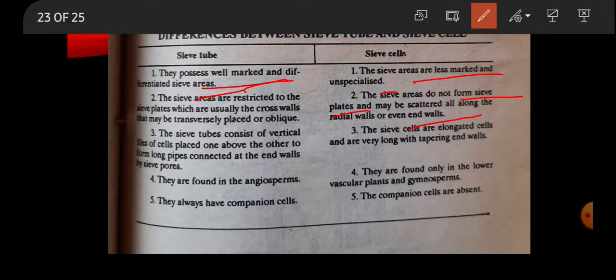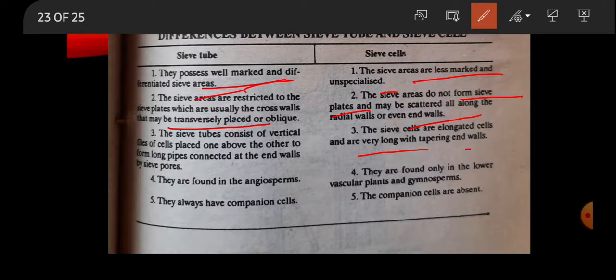Sieve cells may be randomly scattered, while the sieve tubes are well arranged transversely or obliquely. Sieve cells are elongated cells and they have very long and tapering end walls. Whereas what is a sieve tube? They are vertical files of cells placed one above the other, and they are connected at the end walls by sieve pores.